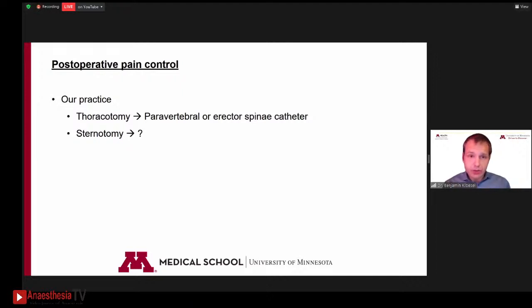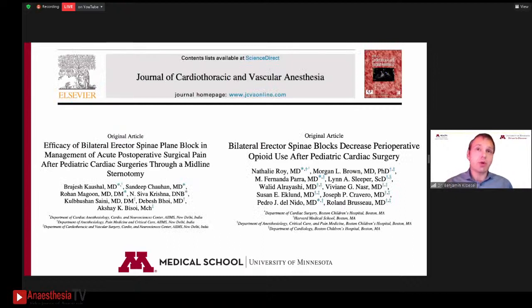So in our institution, our practice, as I mentioned, for thoracotomy is paravertebral or erector spinae catheters, and sternotomy is in flux right now. We're just starting to trial out some of those approaches and see what the benefits for our patients are. And to support this with a little bit of evidence, there is very limited evidence for the pediatric population.